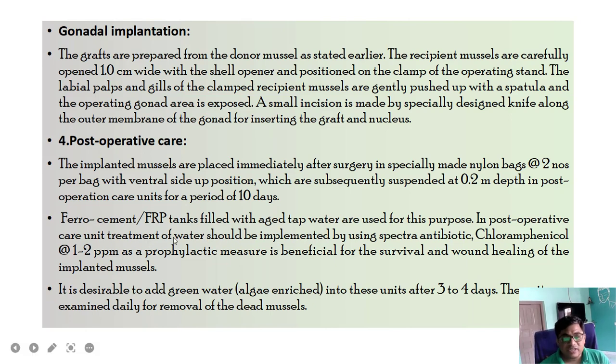So the ferrocement or the FRP tanks filled with aged tap water are used for this purpose, and in the post-operative care unit, treatment of water should be implemented by using broad-spectrum antibiotic, such as chloroquinolone, at the rate of 1 to 2 ppm as a prophylactic measure, which is beneficial for the survival and wound healing of the implanted mussels.